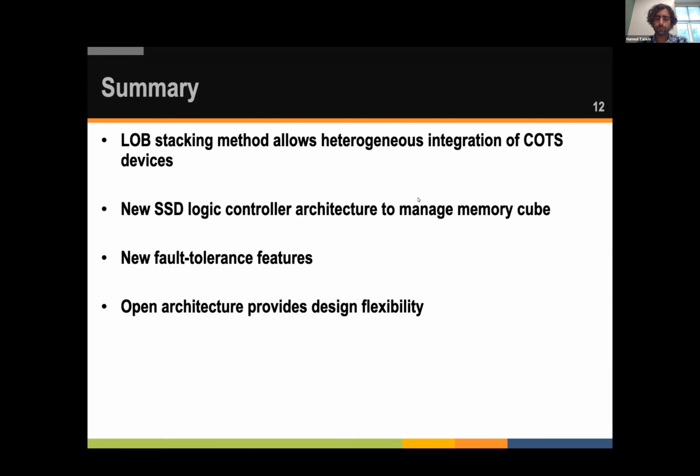Indeed, we developed the controller and the cube in parallel, so that we can interchange the NAND flash dies, for example, in case of technology roadmap changes or unsatisfactory radiation results.